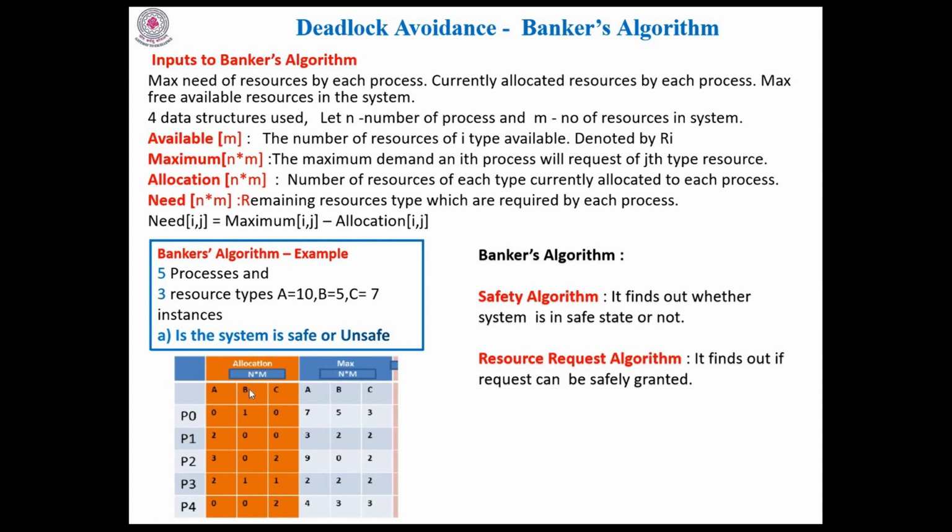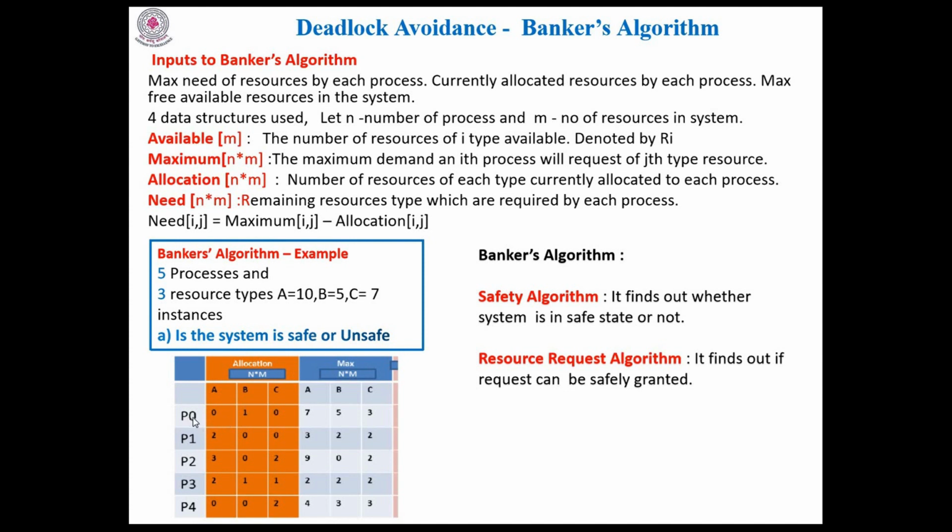So let us see here, A, B, C means 3 different resource types. A has multiple instances, B also has multiple instances, C also multiple instances. Means 7 similar type of resources. B 5 similar type of resources.